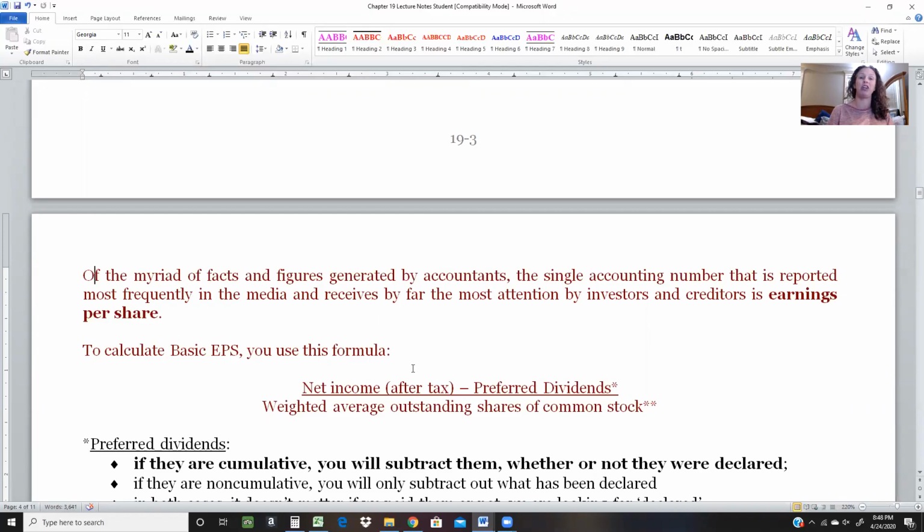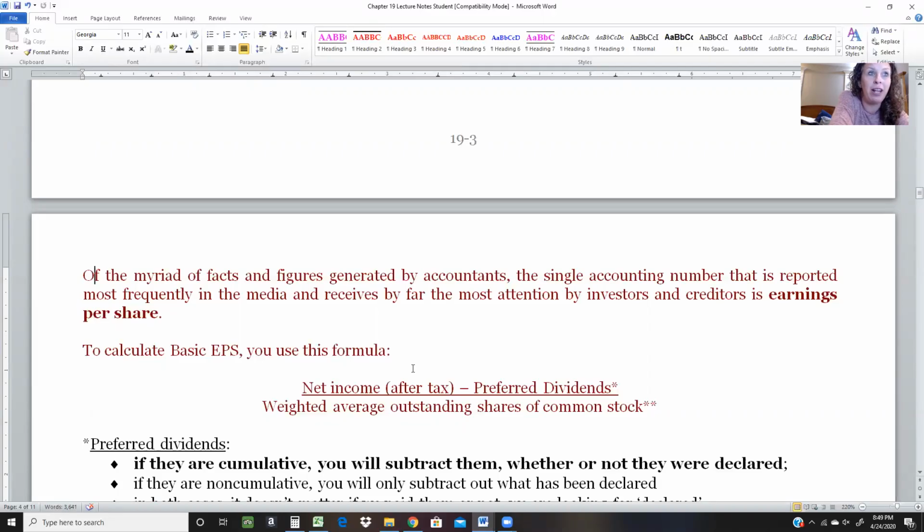But sometimes the number of common shares outstanding during the year changes. Then we have to figure out, do we use beginning of the year common stock or end of the year common stock? The answer is neither. We're going to use a weighted average number of common shares outstanding, which means calculating something like a monthly average of the number of shares outstanding during the year.